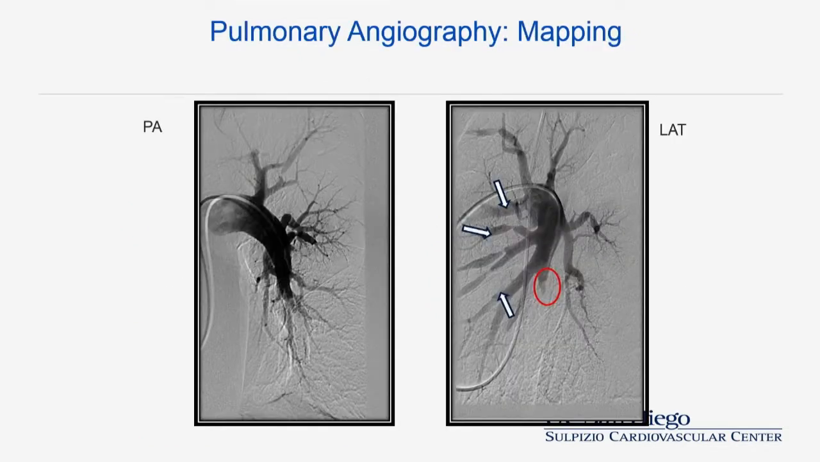The reason we think biplane is important is here you can see the left lung. In the PA view, you see evidence of some disease, but not to the extent that you see in the lateral view, with a number of those arrows and circles identifying areas of high-grade stenosis or cutoffs.